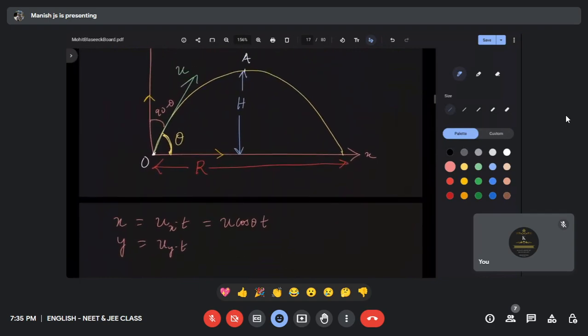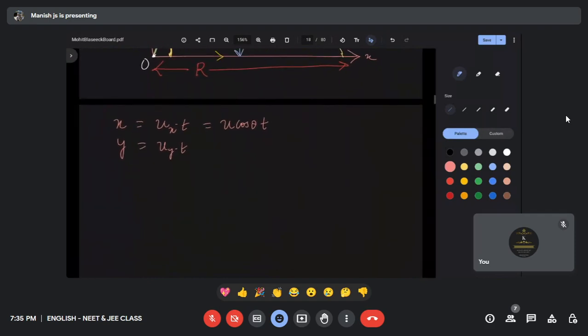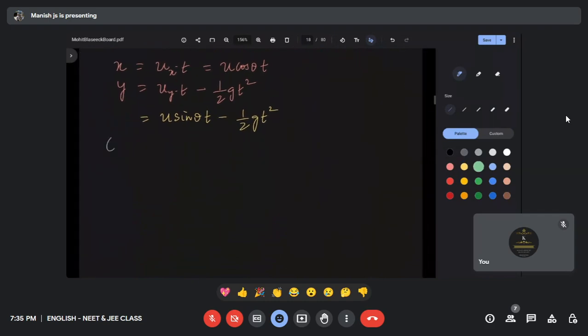You can see that gravity is also doing its job, and there is variation along the vertical direction. Hence, it is u_y into t minus half g t squared. So when I substitute the values, I get u sine theta into t minus half g t squared. This comes from the second equation of motion, very important, since s is equal to ut plus half at squared.